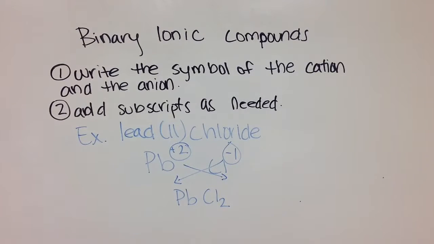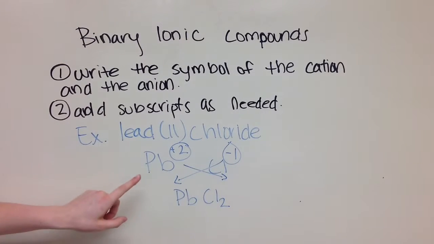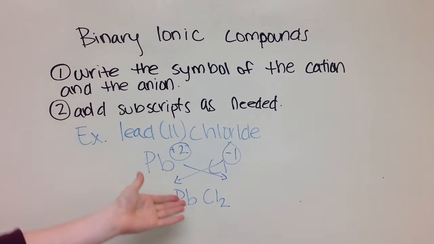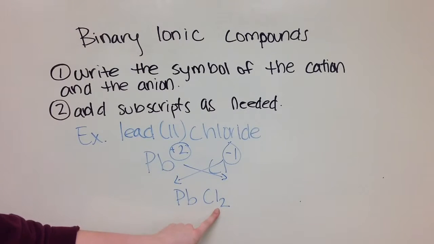Another way to think about this is if you know that the charge of Pb is plus 2 and the charge of Cl is minus 1, then you need to balance the charges. So you need to have 2 Cl's for every 1 Pb. So you add 2 into the subscript of Cl to show that you have 2 Cl's.